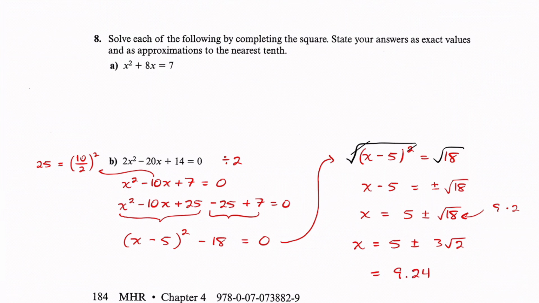9.2426, and then some more decimals. And then if we round that to the nearest tenth, you're going to get 9.2. And then the other answer you're going to get is going to be 0.7573. And this is when you take the negative. And then rounding that to the nearest tenth, you're going to get 0.8.